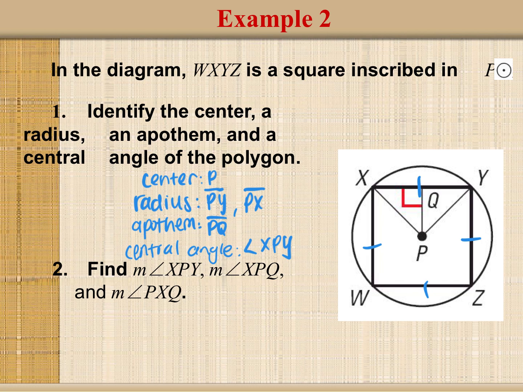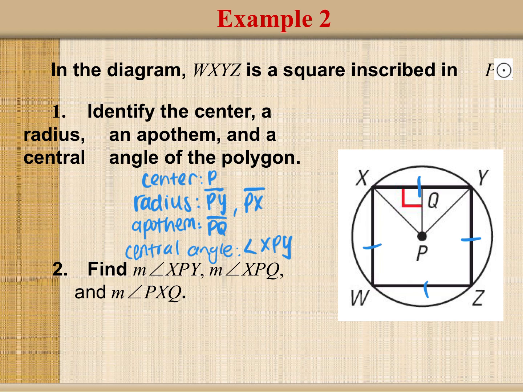Is XPQ a central angle? No, because it used the apothem. Remember, central angles are formed by two what? Two what? Not apothems. Two radii. Very good, Cody. Okay? They're formed by two radii. Yes, go ahead, Cody. Yes, but also you have to use two radii. Okay? Q is part of the apothem. Do you see the difference?